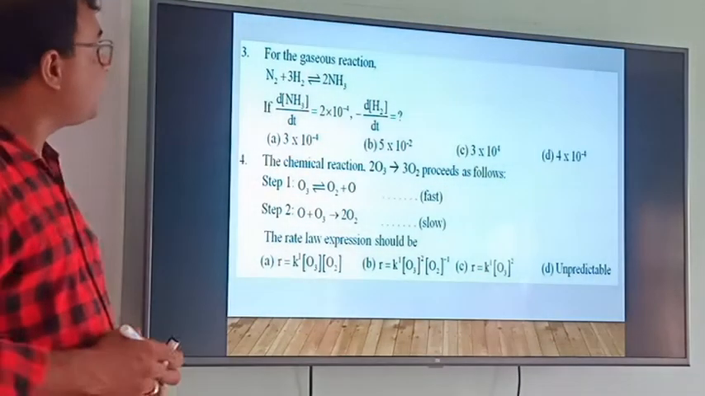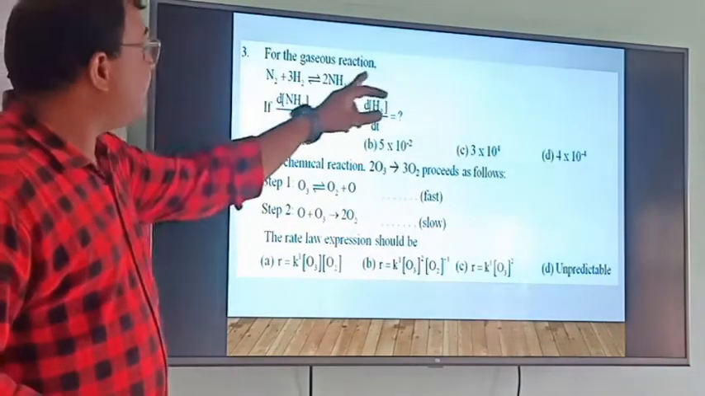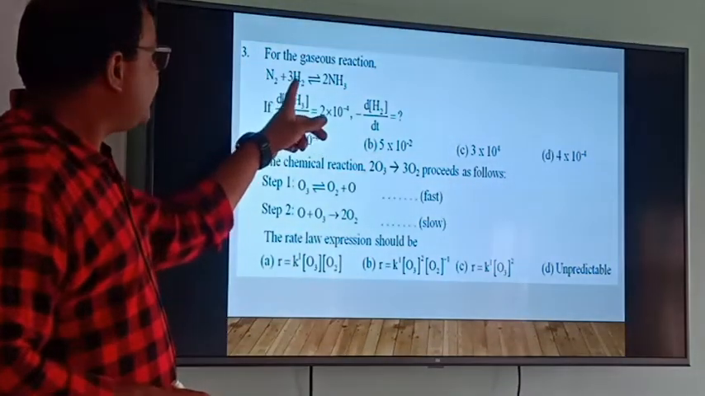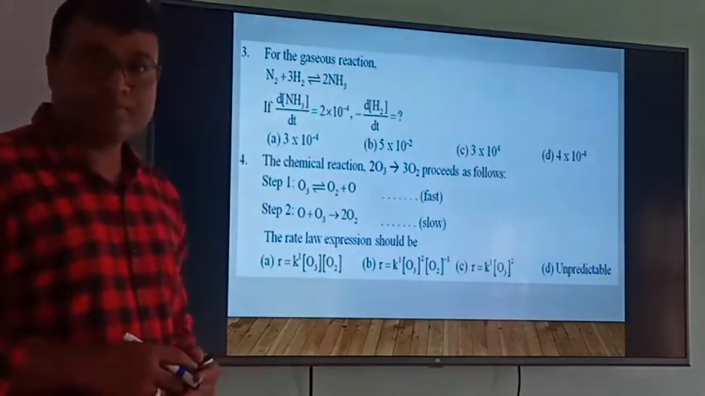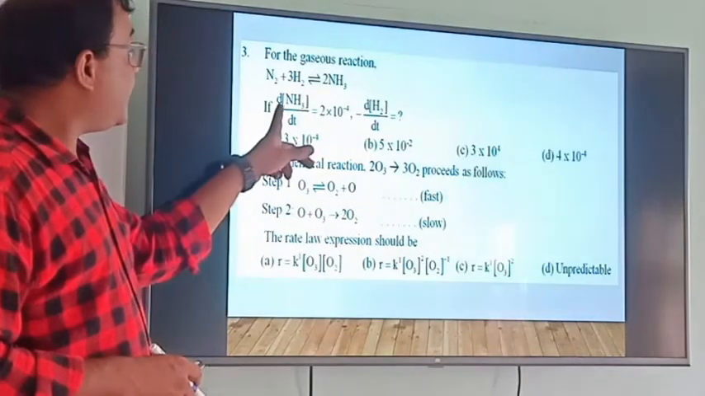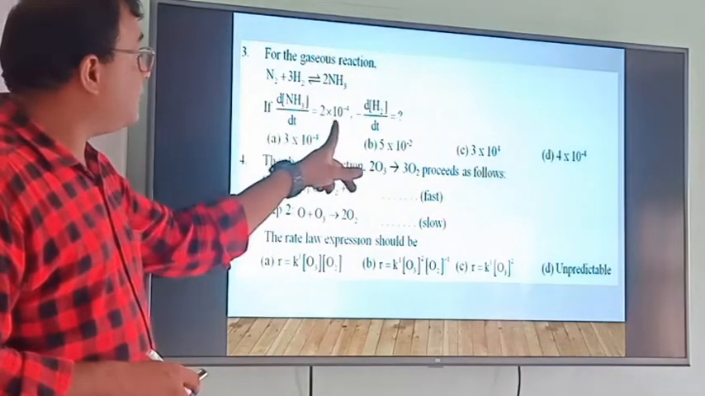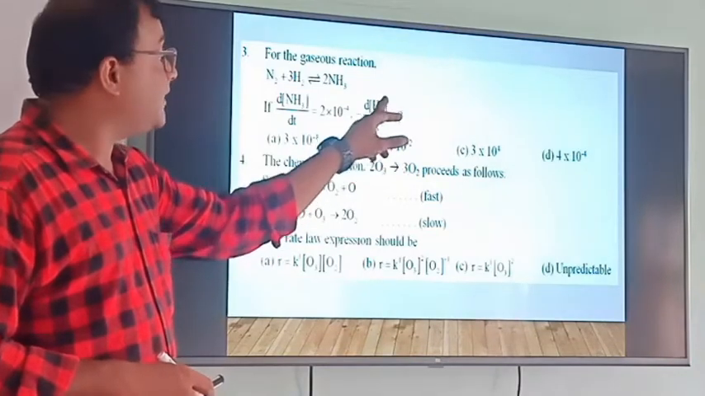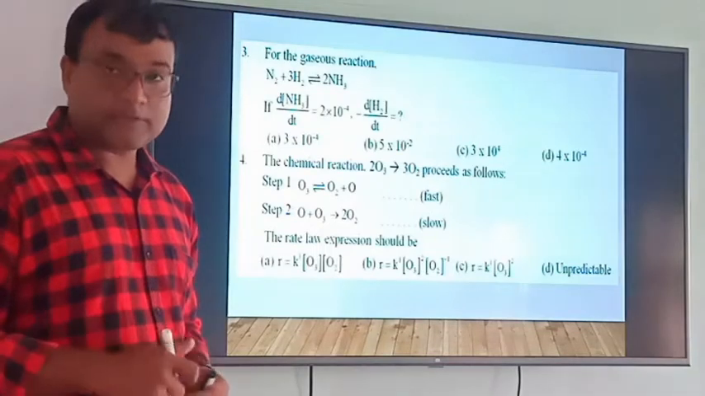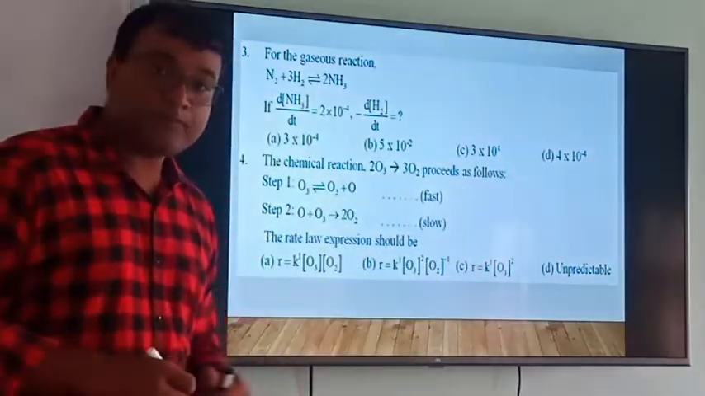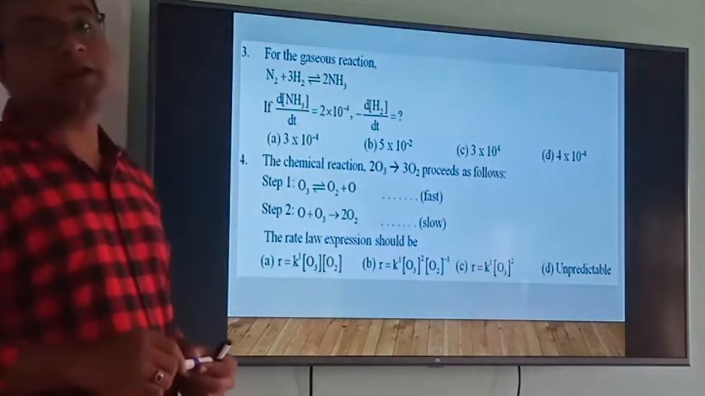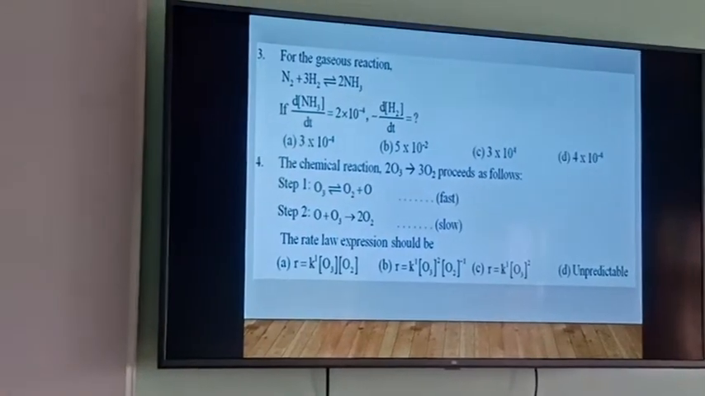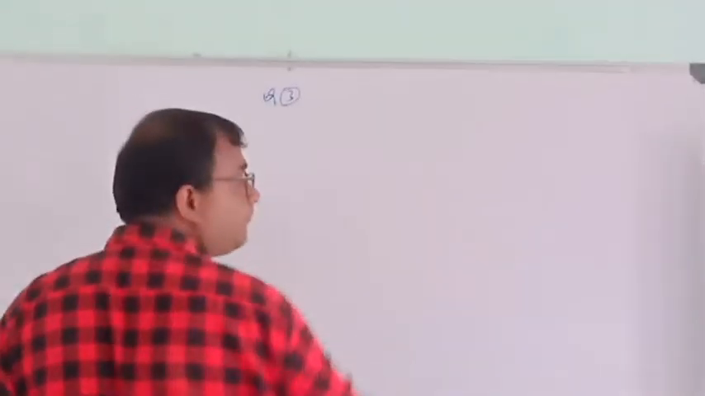Question number 3. For the gaseous reaction N2 plus 3H2 gives you NH3, where d of NH3 by dt equals 2 into 10 power minus 4, it is asking what is minus d of H2 by dt equal to. Four options are given. We have to select the correct option. Now write down the equation. That is question number 3.